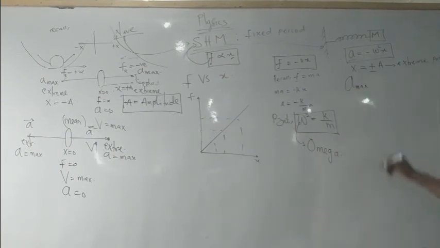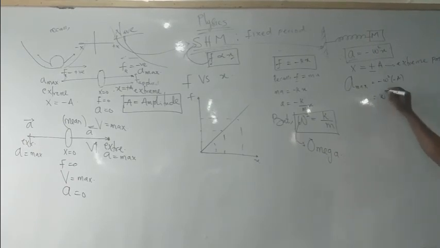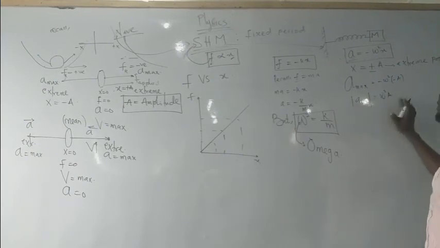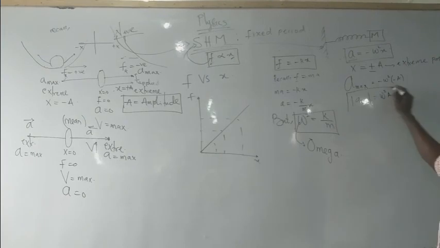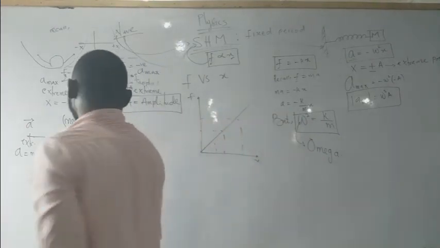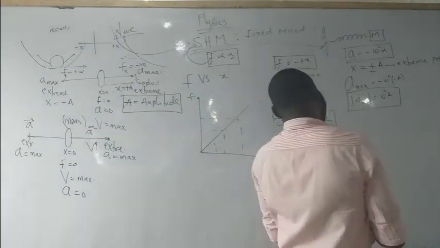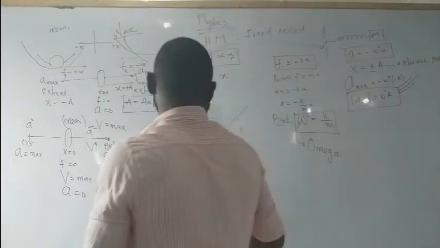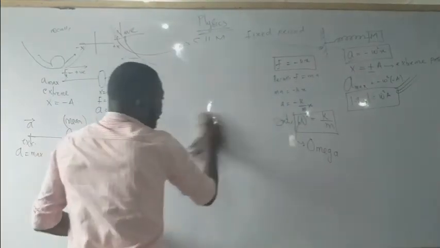So we can have maximum acceleration equals minus omega squared times minus a. Minus times minus gives us plus. So the magnitude of the maximum acceleration is omega squared a. Please take note: omega squared a. That is the maximum acceleration.